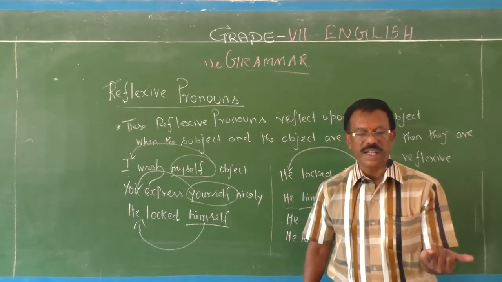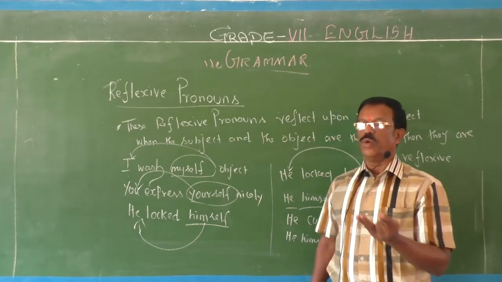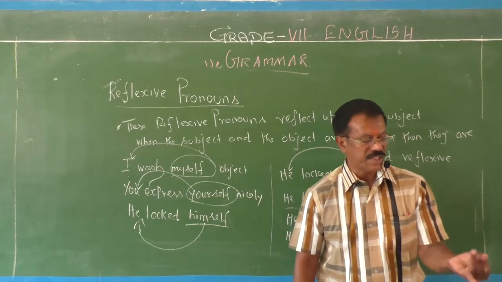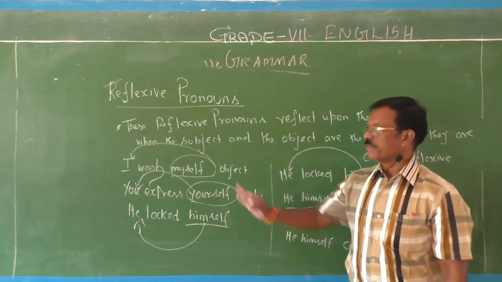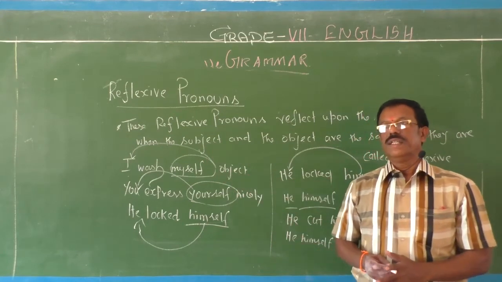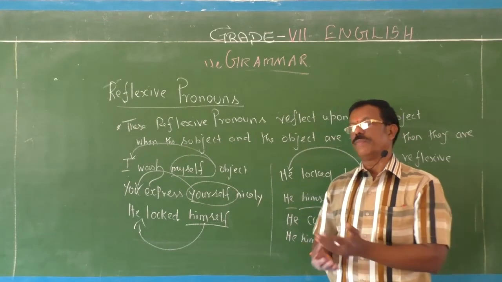First person singular I, first person plural we. Second person singular you, second person plural you also. Third person singular he, she, it, third person plural they. They are called personal pronouns: first person, second person, third person. Then these pronouns are used as subject pronouns as well as object pronouns.